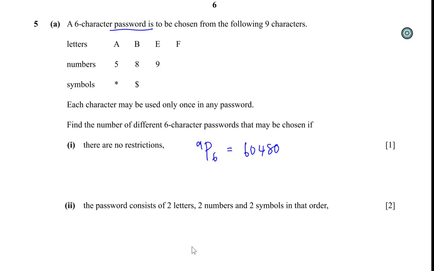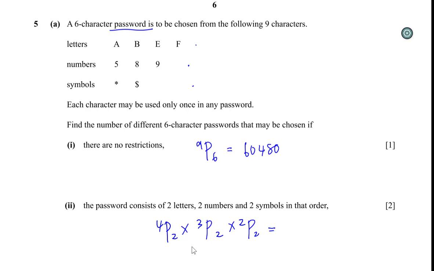Okay, the password consists of 2 letters, 2 numbers, and 2 symbols. That means from each of it, I need to choose 2. Letter, we have 4 letters, we choose 2. 3 numbers, we choose 2. 2 symbols, we choose 2. And then we multiply each other. You can easily get the 2 marks here. So we have 4P2 times 3P2 times 2P2.